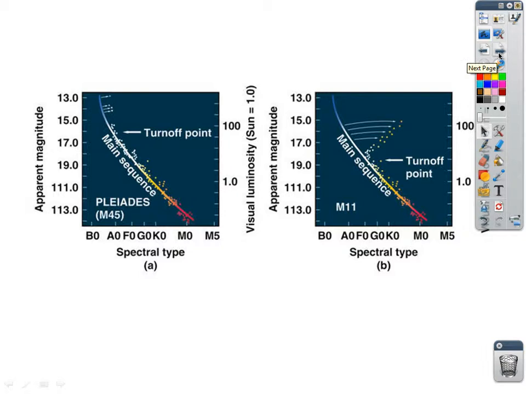So, just to summarise, the turn-off point can tell us a lot about the cluster. The most important thing that can tell us about the cluster is its age. Okay? So as the turn-off point moves down, it's because stars move off the main sequence.